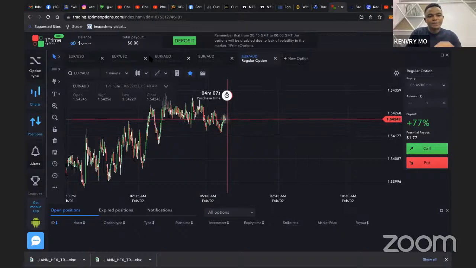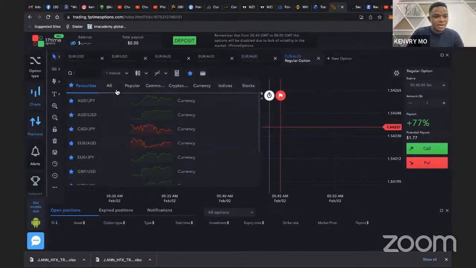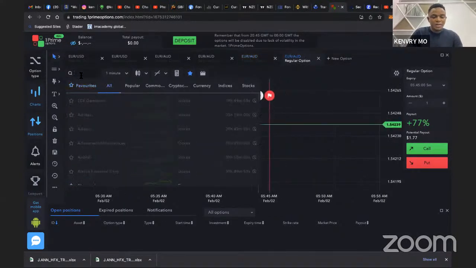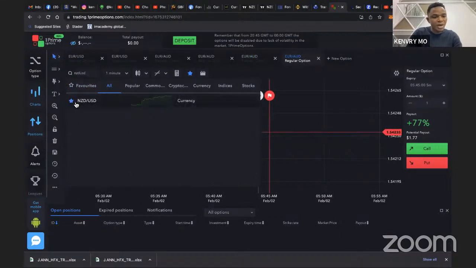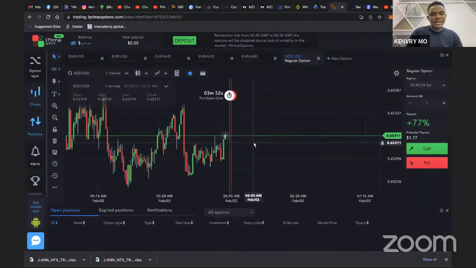So what am I looking at? This is where to set up a currency. So I'm just going to give you guys the simple features. I want to trade NZD right now. I come on all, I type NZD, I put it on favorite and I click. So that's NZD.